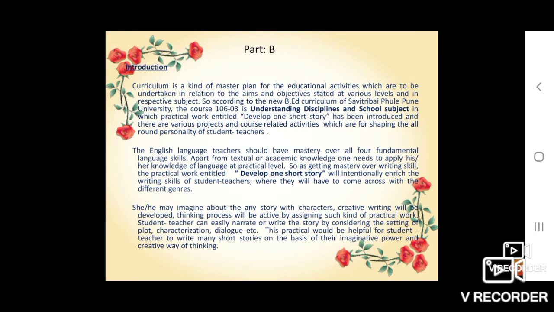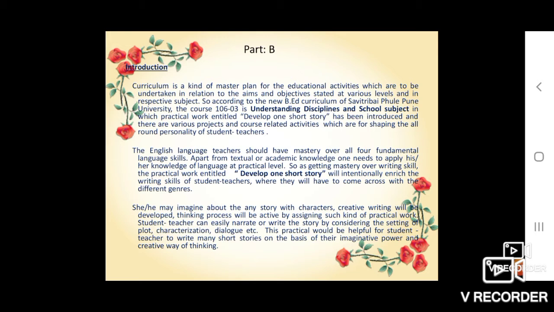There are various projects and course-related activities which are for shaping the all-round personality of the student teacher. But you belong to the English department, or you are a student of the English language, so you should have mastery over all 4 fundamental language skills: listening, speaking, reading and writing. What is expected from you as a student teacher, apart from textual or academic knowledge, is to apply your knowledge of language at a practical level.